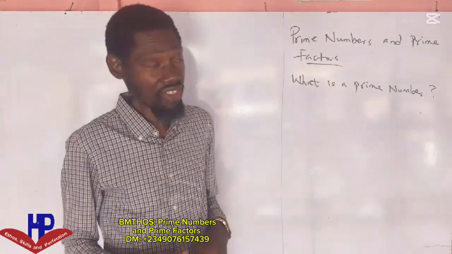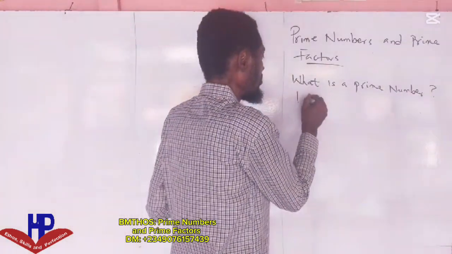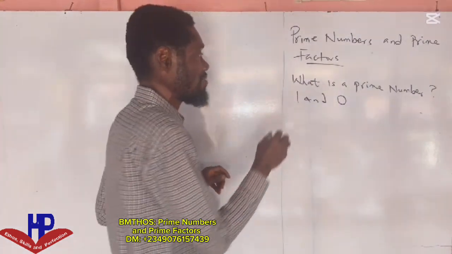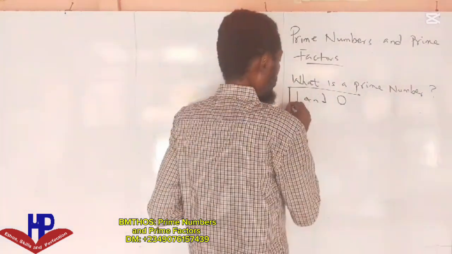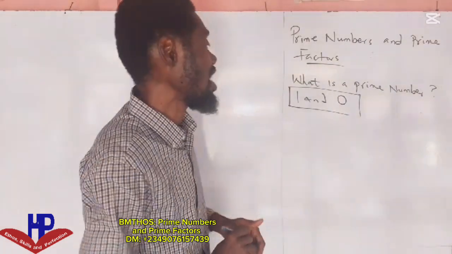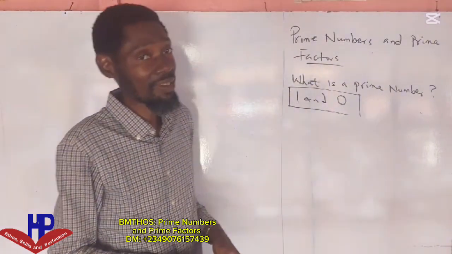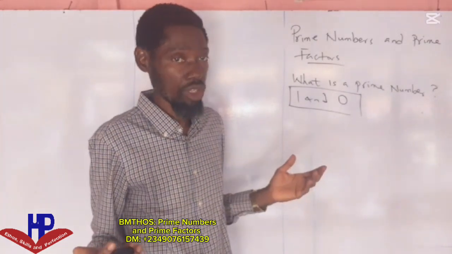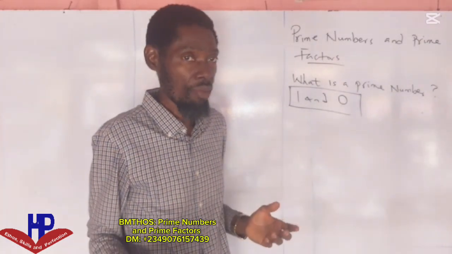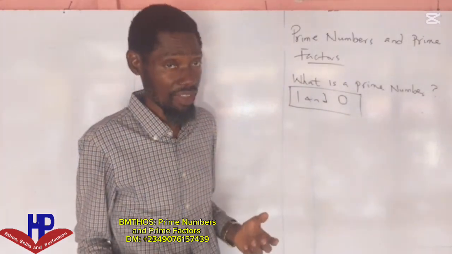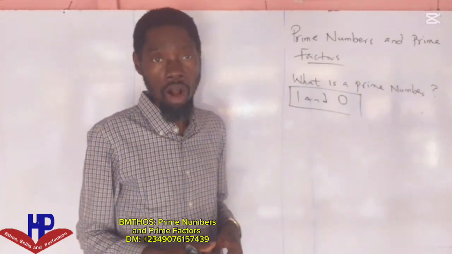But take note of this: 1 and 0 are not considered as prime numbers. So prime numbers start from 2 upward.